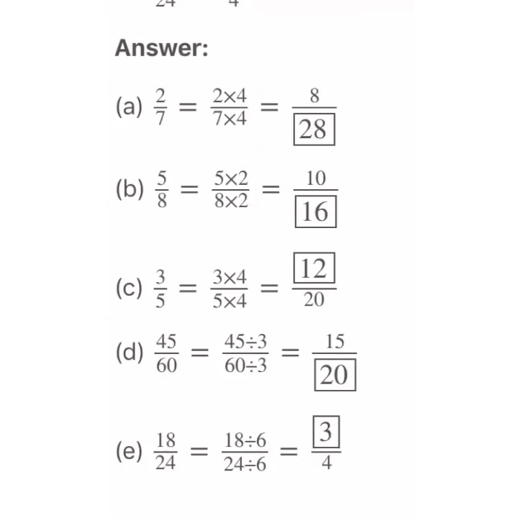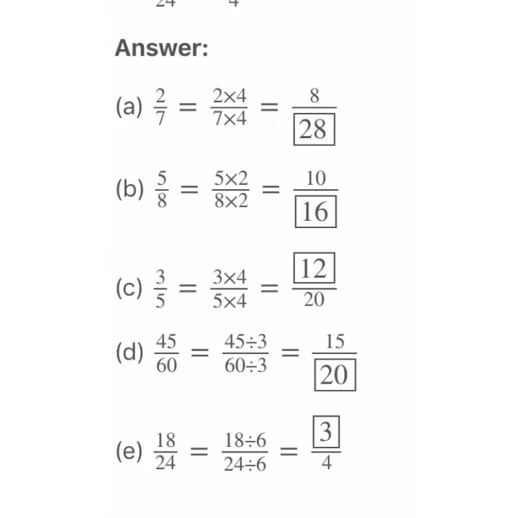So 3 multiplied by 4 and 5 multiplied by 4. And what is the answer over here? Yes, 12 upon 20. Now the next one is 45 by 60 is equal to 15 upon blank. So children, now what we will do, we will divide 45 by 15, and what we will get? Yes, we will get 3. So now we will divide 60 by 3, and what is the answer? 20. So what is the fraction?